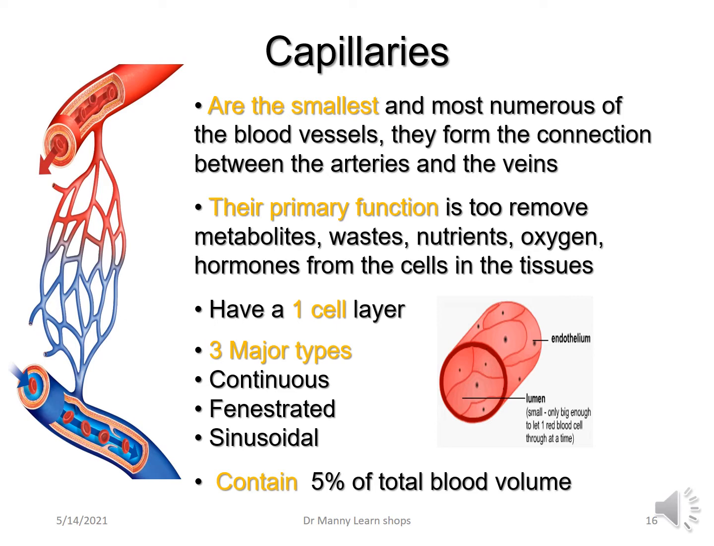As far as their thickness, they're only 1 cell thick. You've got three major types: continuous, fenestrated, and sinusoidal. And they're so small that one red blood cell can only go through them at a time. And capillaries contain approximately 5% of the total circulating blood volume under normal circumstances.